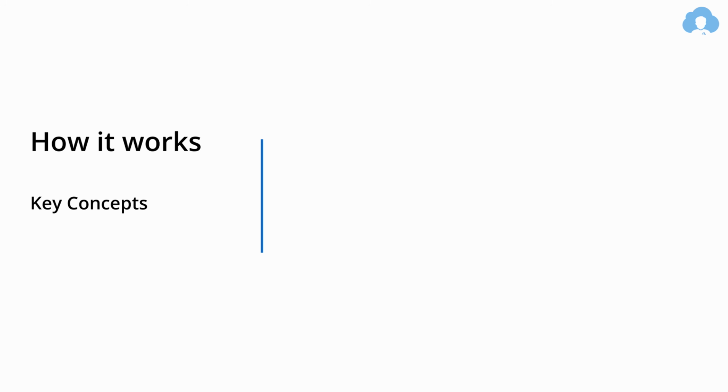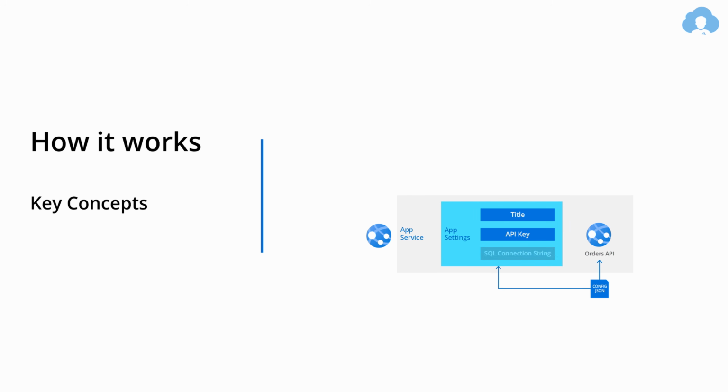Let's picture a classical scenario of web development where you have your app service and you're moving your JSON configuration files to something called app settings. This is a very good pattern because it allows you to separate your code from the environment configuration, and it should always be applied anyway.